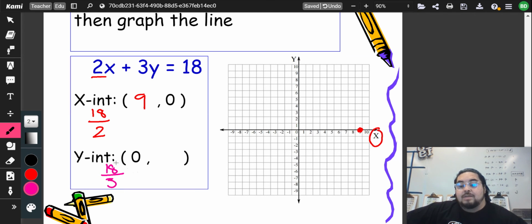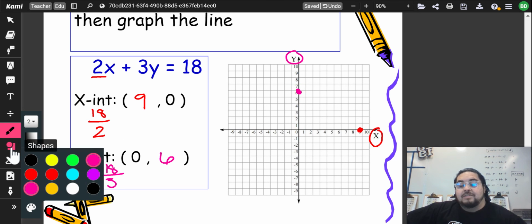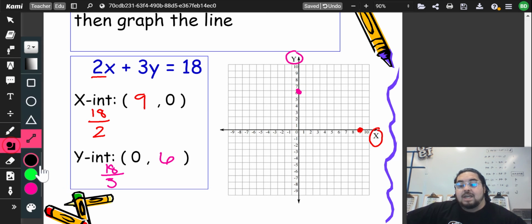Now 18 divided by 3 is going to give us a y-intercept of 6. And so on the y-axis, I would go up to 6. And now that we have those two intercepts graphed, I can connect those with a solid line.